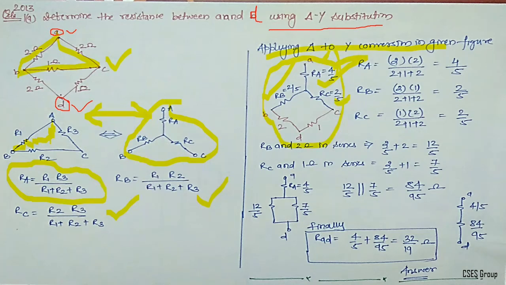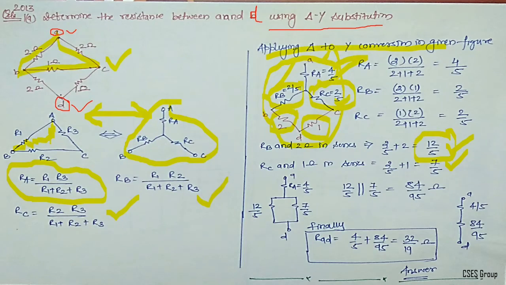Then you need to simplify it again. It is very clear from this figure that RB and this 2 ohm resistance are in series with each other. Hence you can simply add them. You will find it is 12 by 5. So this portion is done. Now go to RC and the 1 ohm resistance, which are in series with each other. Hence add them. You will find it is 7 by 5.